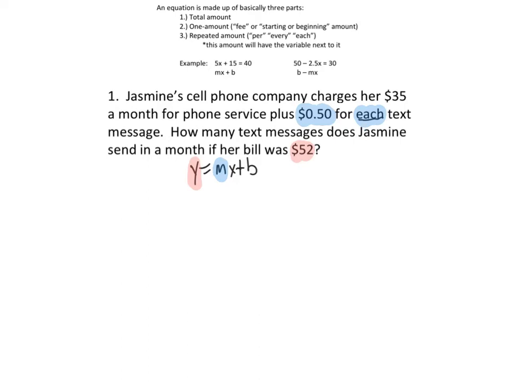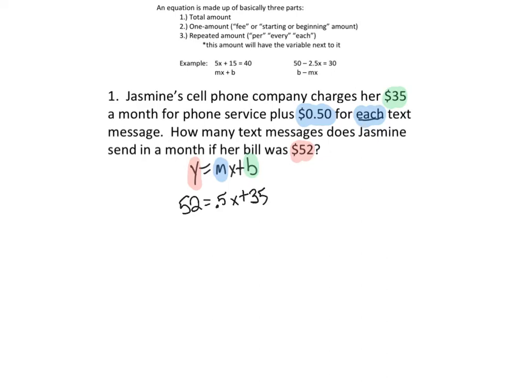And then b is the starting or the one-time fee, the thing that just happens one time. So the cell phone company charges her $35 a month. Okay, 1 month. So now we need to plug in the numbers that we have. So we know that y is 52. That's our total. The m is 50 cents, so 0.5. The x stays the same, plus our one-time fee of 35.